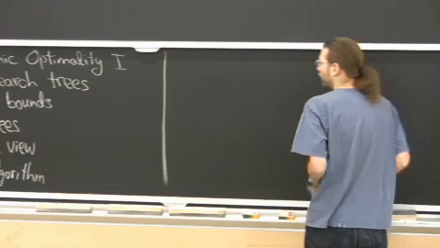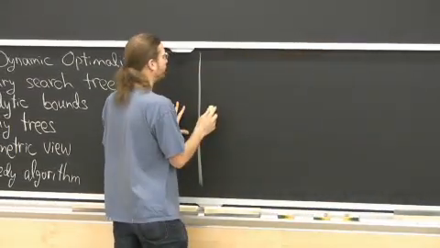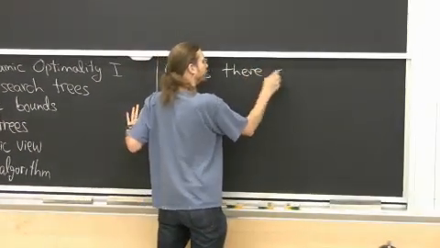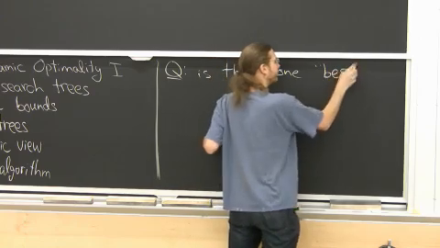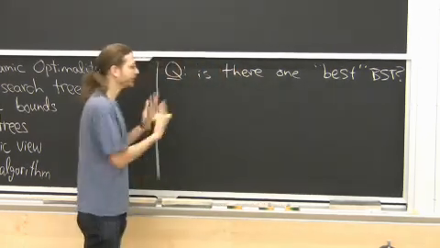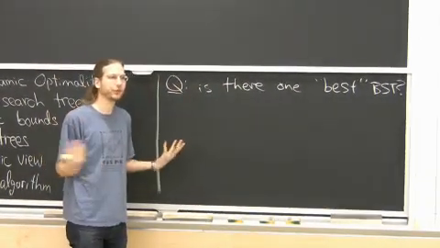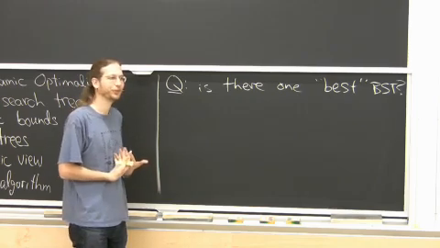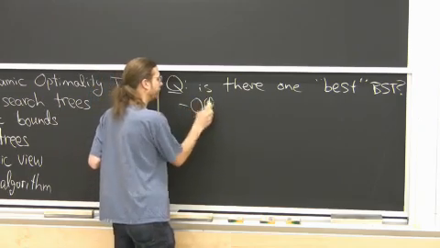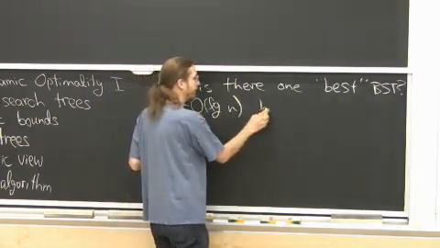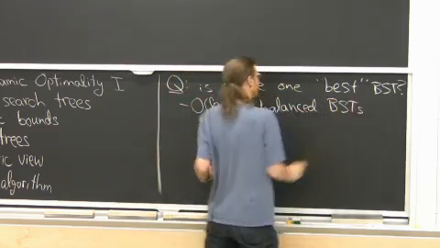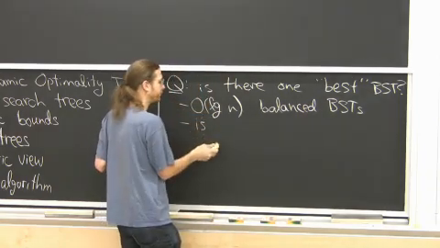So before I get to, well, the central question here is: is there one best binary search tree? It's a natural question because we use binary search trees all the time. Already in this class, probably every lecture we've used a binary search tree for something. And we all know how to do order log n balanced binary search trees. And the question becomes, is this the best you can do?